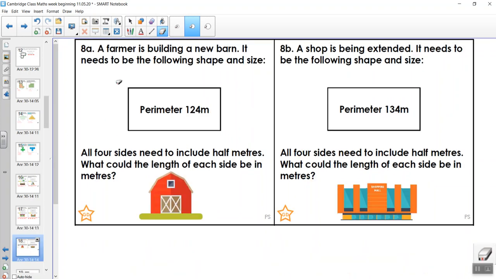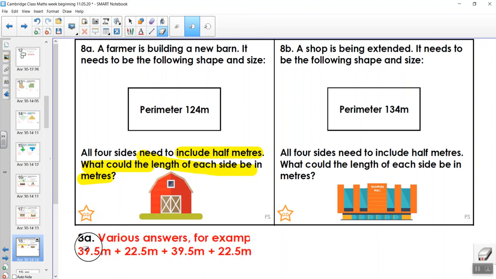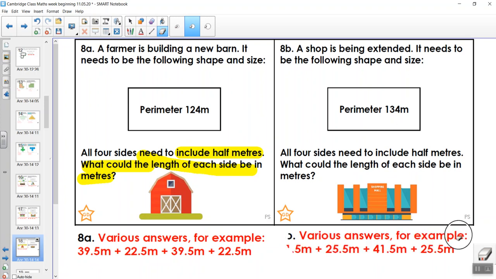And the same again, but this time it's giving you a little bit of extra challenge. What could the length of each side be in metres? It also says all four sides are half metres. So various answers again, but here's a suggestion. It could have been 39.5, 22.5, and then doubled. And the same here. What could it be? And here's a suggestion with decimals, with 0.5 as our answer. That was the trickiest one for today. So really well done if you got that.